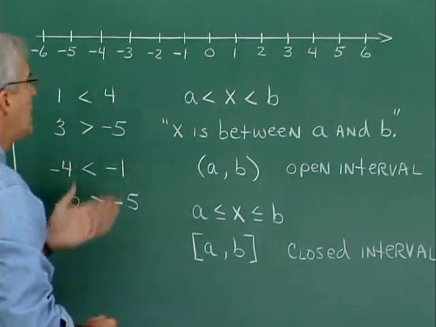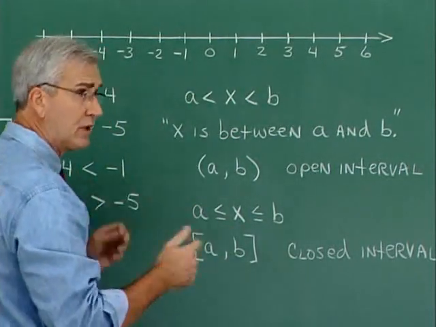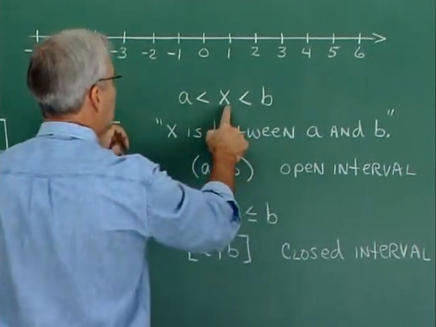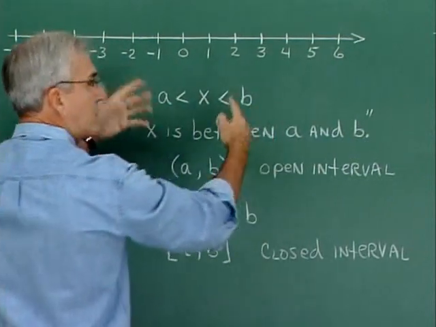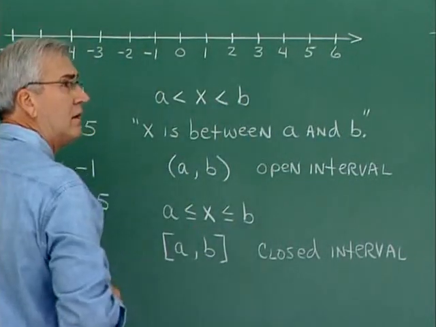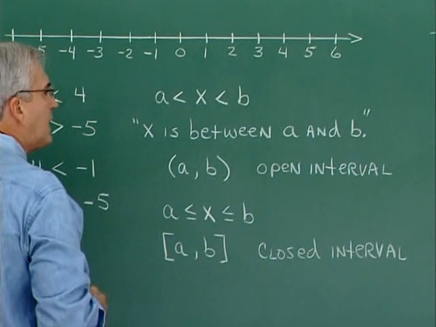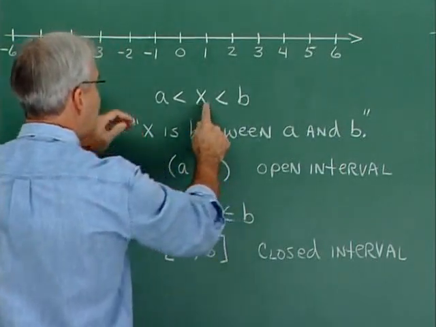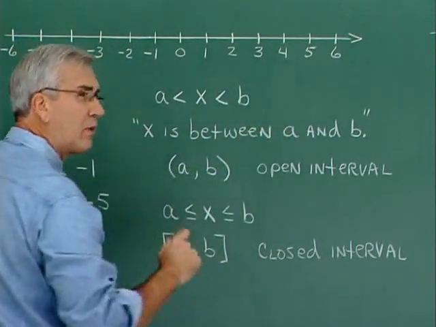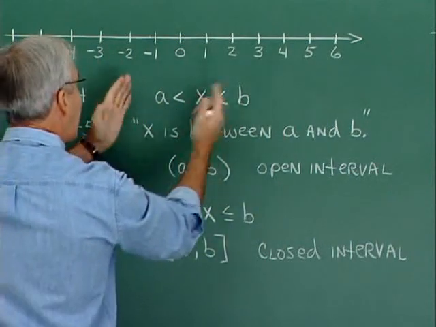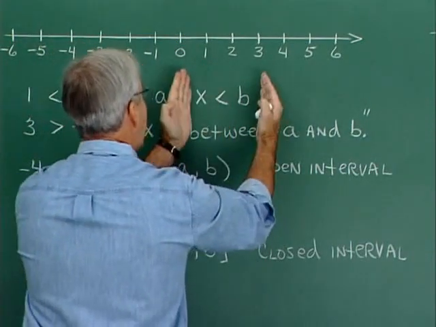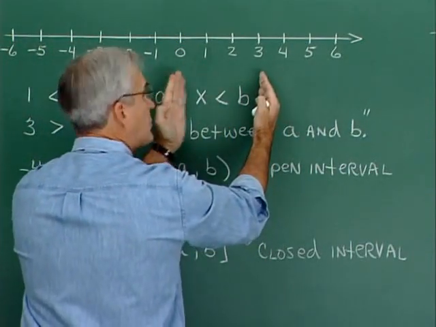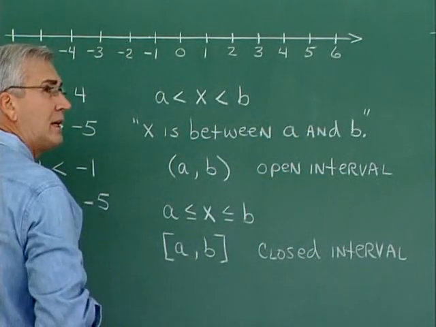Now, here's an interesting description of a variable x. a and b are some constants, let's say, that are real numbers. And we can say here that x is between a and b. Actually, we would read this from left to right. a is less than x, and x is less than b. So x is between a and b.